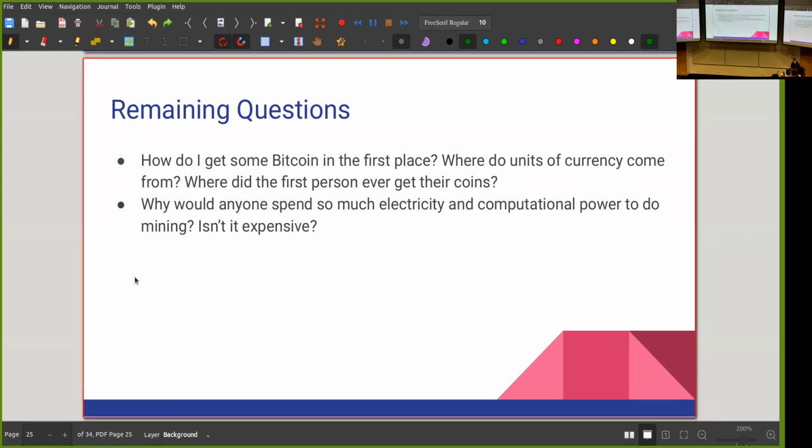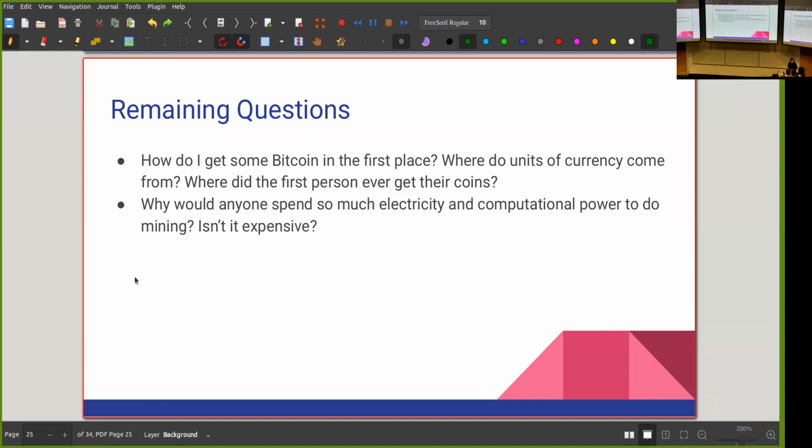So here's one important question. How do I get some Bitcoin? And actually, if you think about it a little bit more deeply, where did the first Bitcoin come from? Because the way we talked about transactions, whenever Alice wanted to send money to Bob, she had to already be able to point to a previous transaction that gave the money to her. So where did the money come from in the first place? So that's one question that is remaining here.